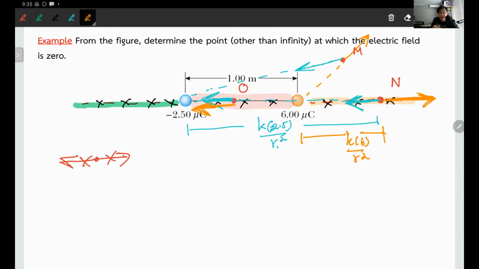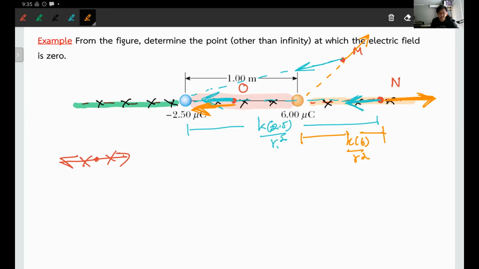Okay, the blue is negative. Electric field points towards it. The orange is positive. Electric field points away from it. And it turns out they're going to point in the same direction. So this is not good. They are not going to cancel. So it's impossible for you to find a point where you get zero field somewhere in between these two charges.